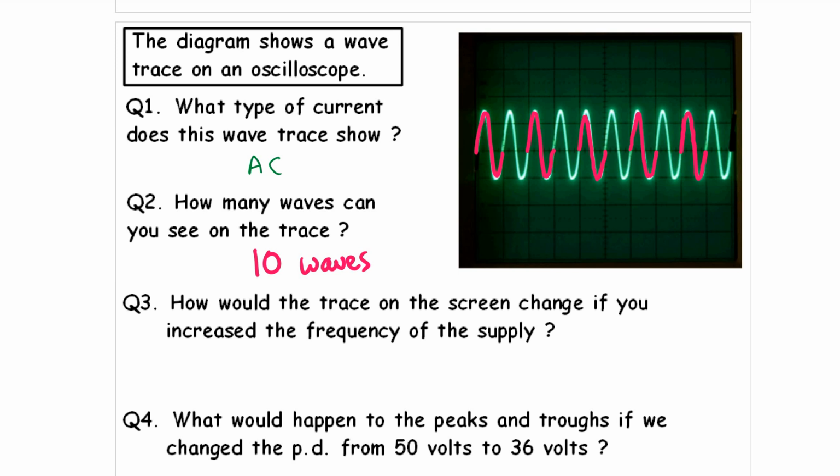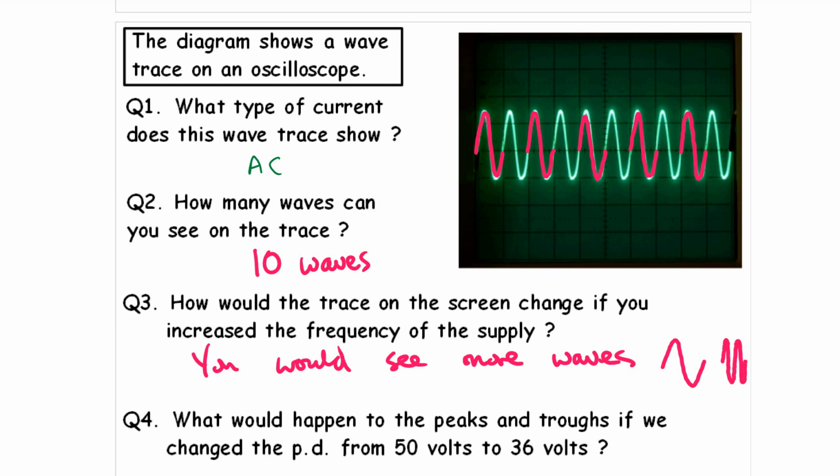Now, how would the trace on the screen change if you increase the frequency of the supply? If you increase the frequency, there'd be more waves. So you would see more waves. The frequency would increase. In actual fact, the wavelength would decrease. It wouldn't be this long. It will be much thinner.